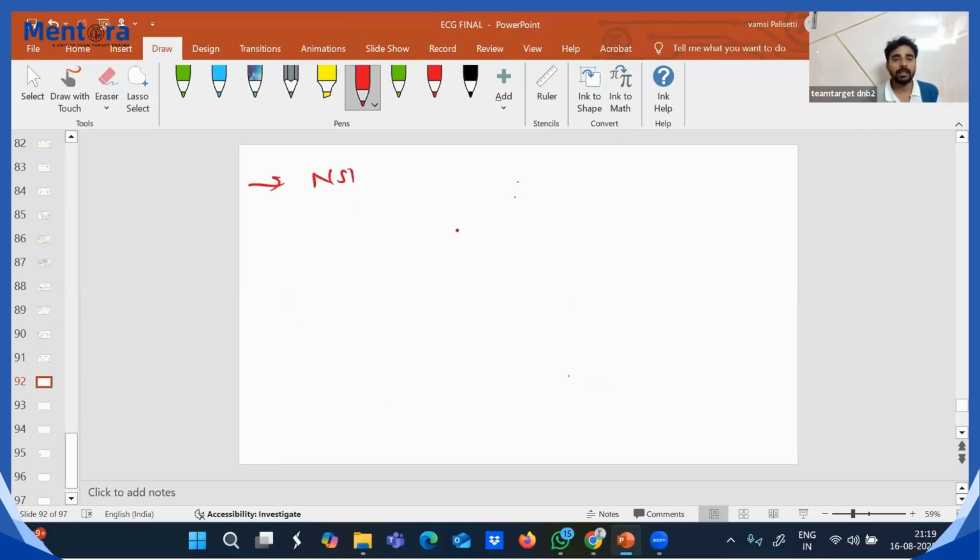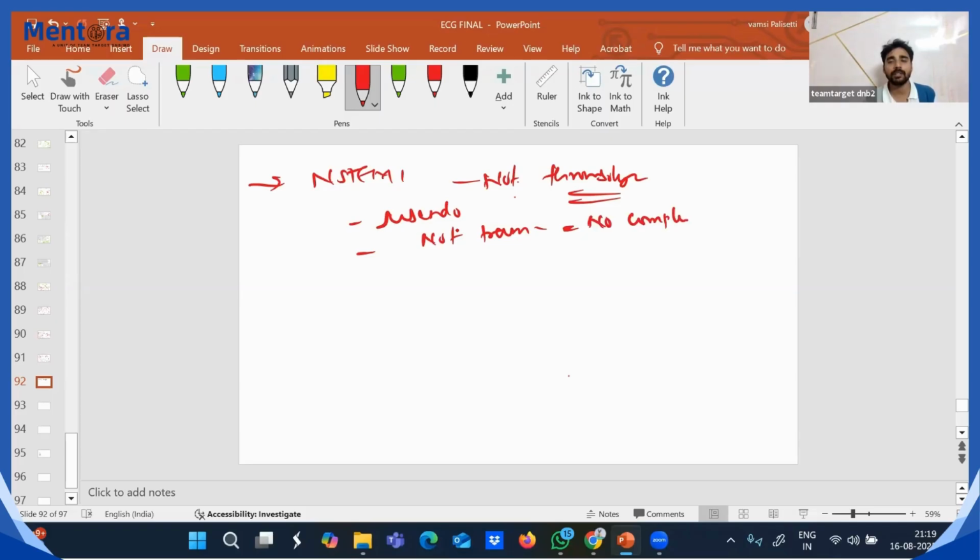And NSTEMI, you are not thrombolyzing. No need of thrombolysis. No need. Okay, because it is only subendocardial. It is not intramural, not transmural. There is no complete occlusion of the vessel. There is no point of thrombolysis. Okay, simple. And thrombolysis, what are you using again?